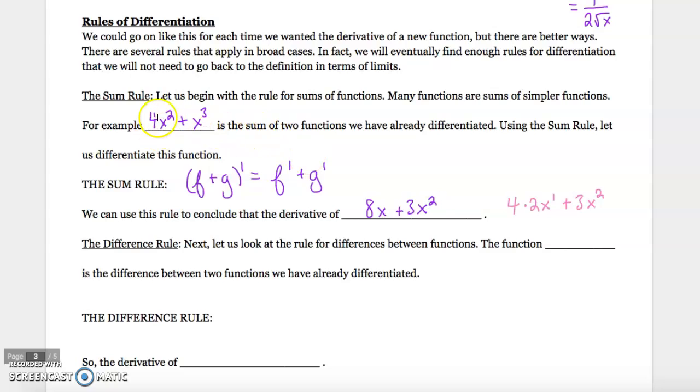So it's just taking the derivatives of the pieces separately and then adding them together. Oh, I guess we should, oops, squared. Just cross this off and write it instead.